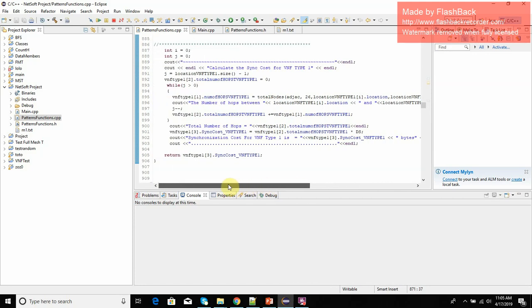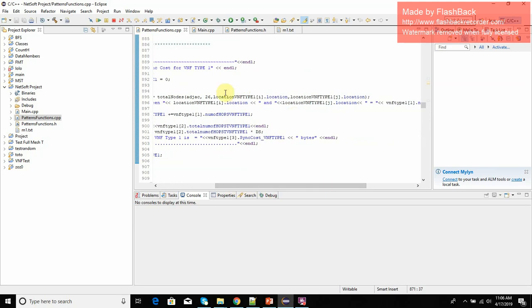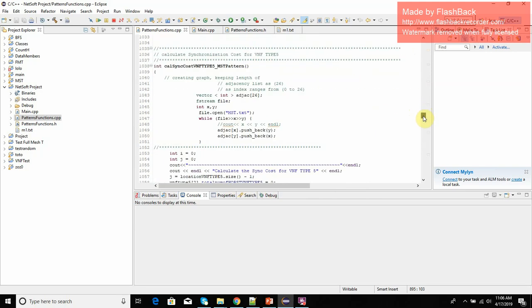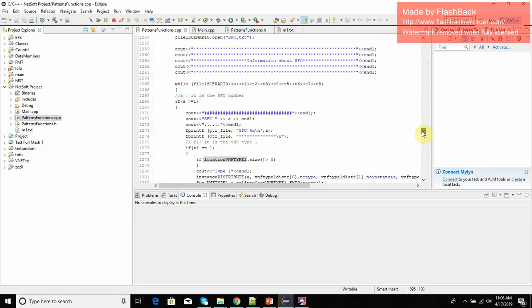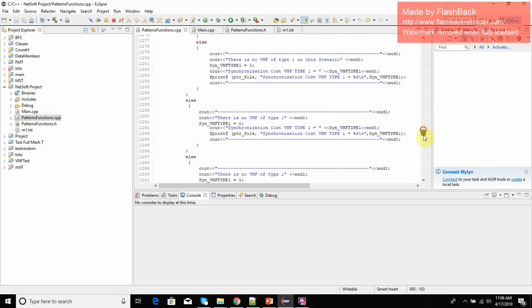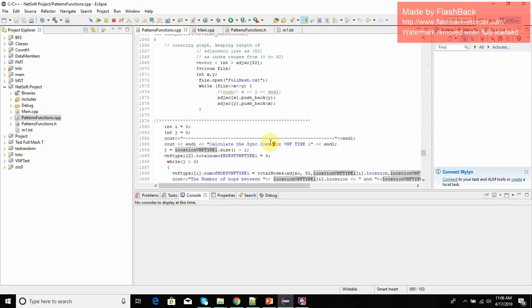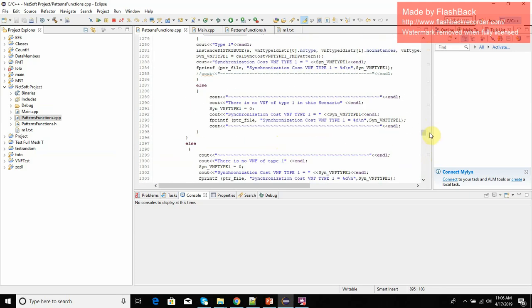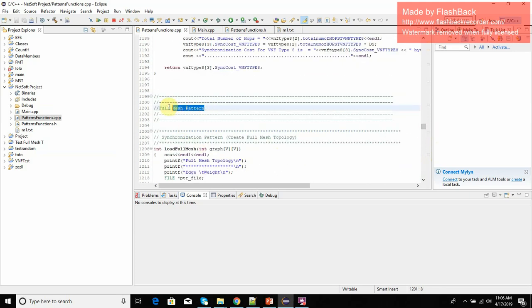Yeah, this one, the total node. So we will call this function to calculate the number of hubs between two instances. After that, we use the same way to calculate the synchronization cost for the second pattern, the full mesh pattern. We can see it here. Yeah, this one. This function calculates the full mesh pattern.